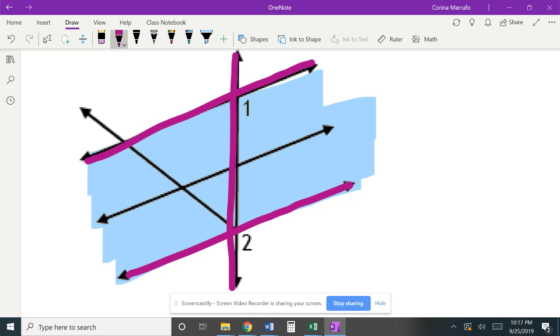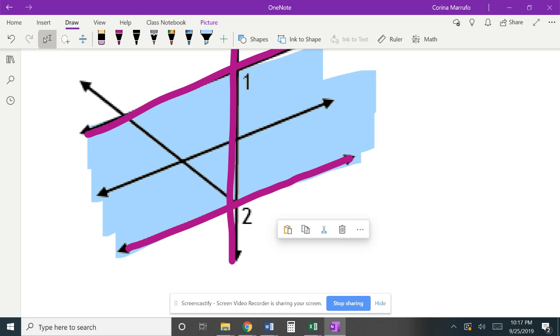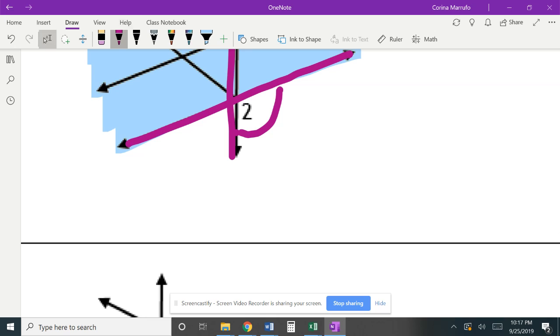Now, if we notice, angle 1 is in the interior and angle 2 is in the exterior. So it cannot be alternate interior. It cannot be alternate exterior. It cannot be same side interior. So our next option is for it to be corresponding. So if we look, they're both on the bottom of each parallel line and they're both on the right side of the transversal. So these are considered corresponding angles.